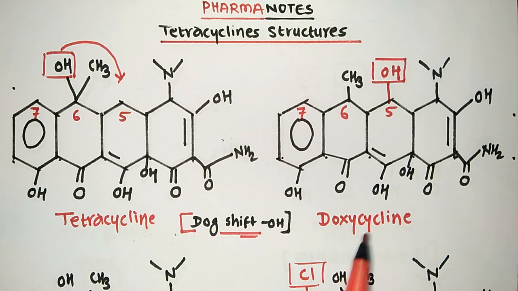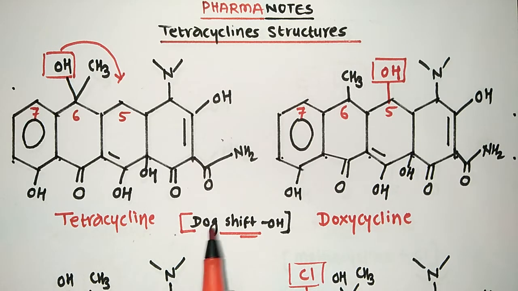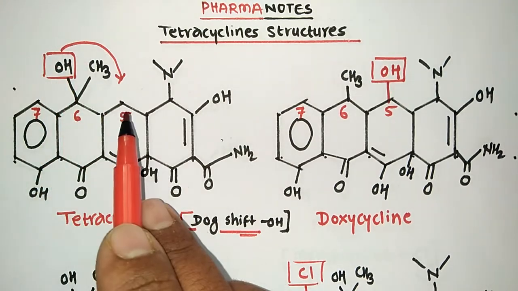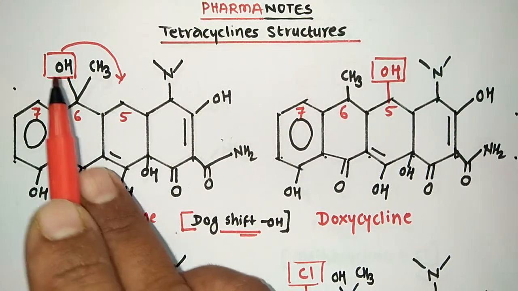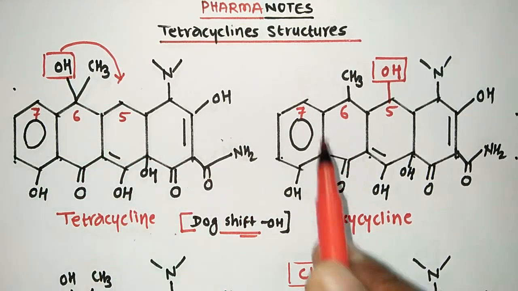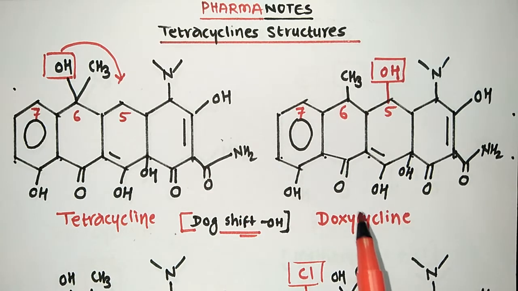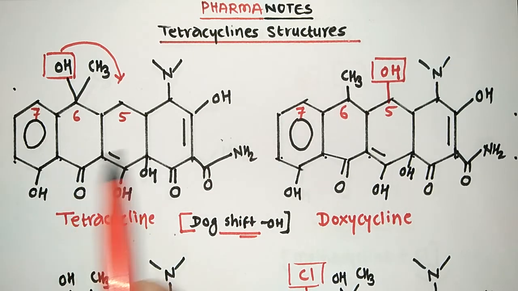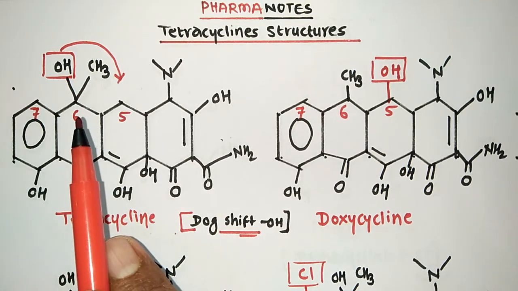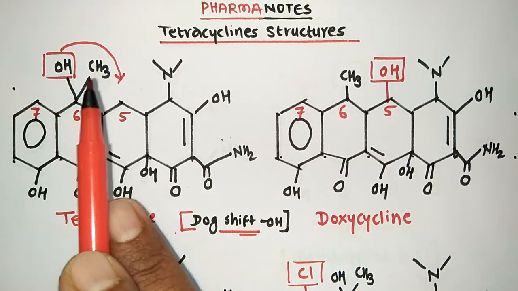While pronouncing this doxycycline, it will give a clue of dogs. So these dogs will help us, it shifts that OH group at the sixth position to the fifth position. Dogs, it shifts the OH group to the fifth position and it will be the structure of doxycycline. Okay, so we remember the tetracycline structure. Just like forceps, we are holding this caterpillar at the second ring. The forceps contain the OH and CH3 group.